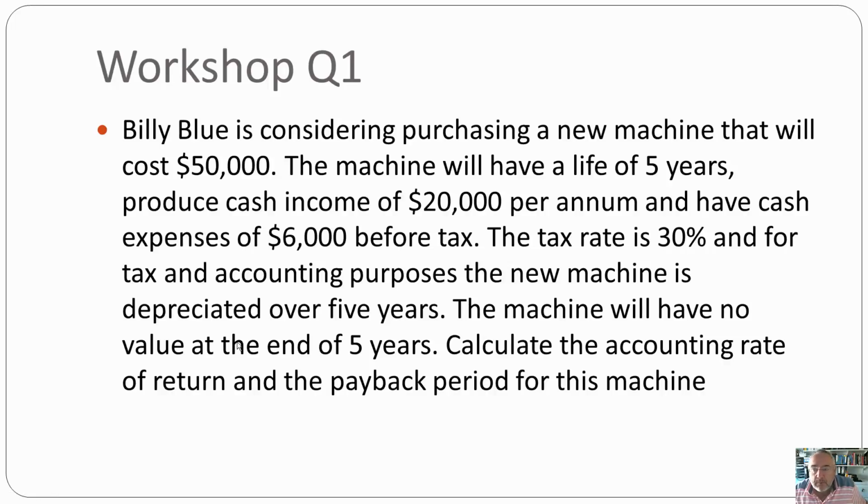Billy Blue is considering purchasing a new machine that costs $50,000. It's going to generate income of $20,000 and have cash expenses of $6,000. All of this is before tax. The machine's going to have a life of 5 years, with 0 residual at the end of 5 years. It's going to depreciate down to 0, and the tax rate is 30%. So let's work out the accounting rate of return and the payback period.